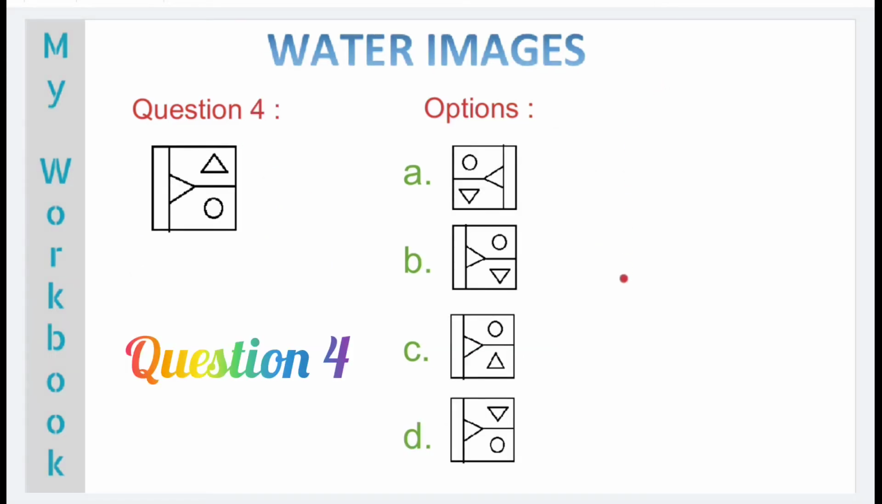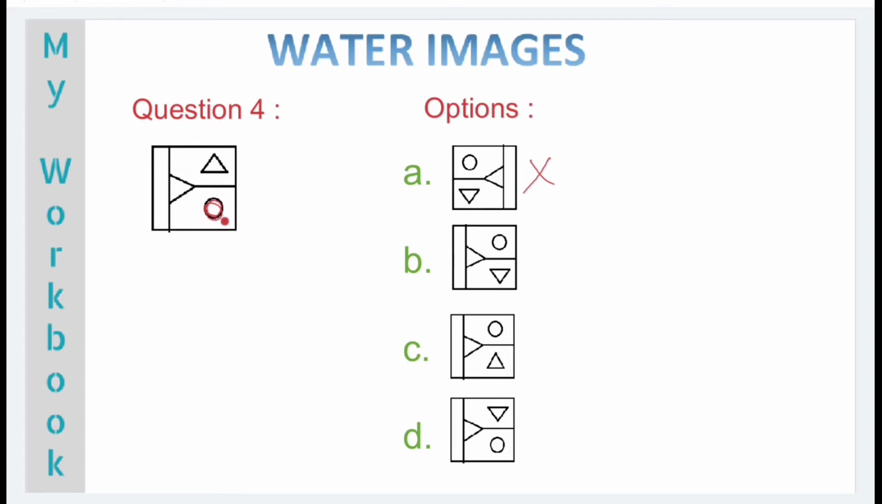Moving on to the next image. Immediately after looking at the options, we can eliminate one of the options. Which one is it? It's A. The left side element has moved to the right section of the frame. So this cannot be the water image. In all the remaining options, the vertical line on the left side is on the left side of the square frame.